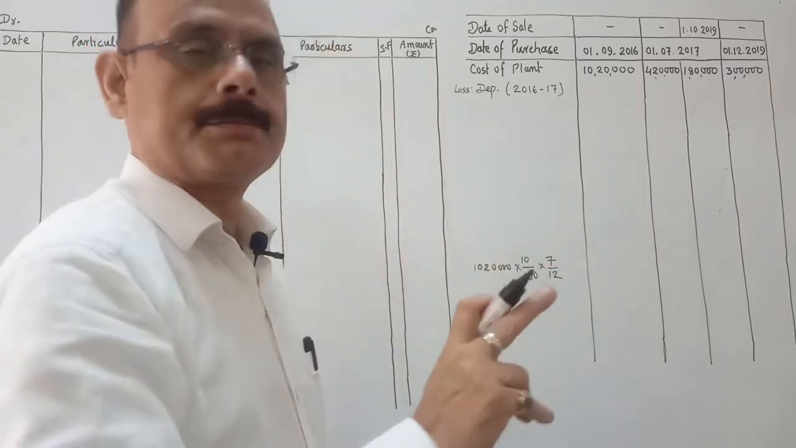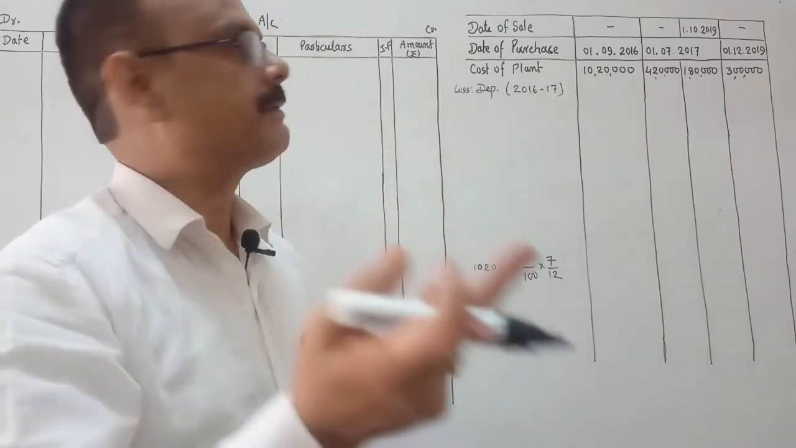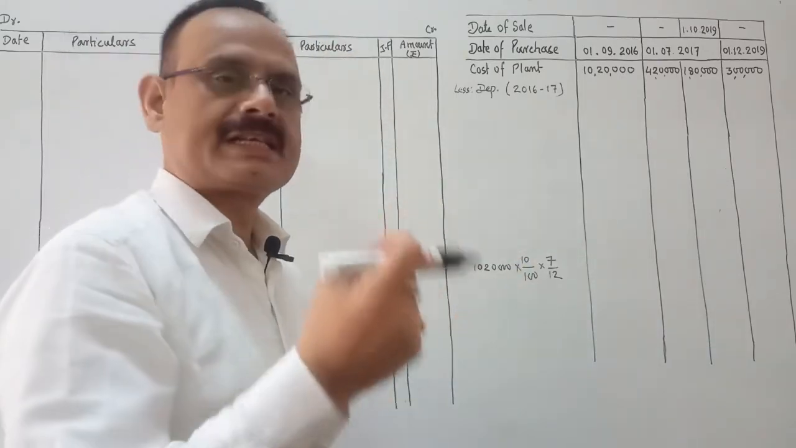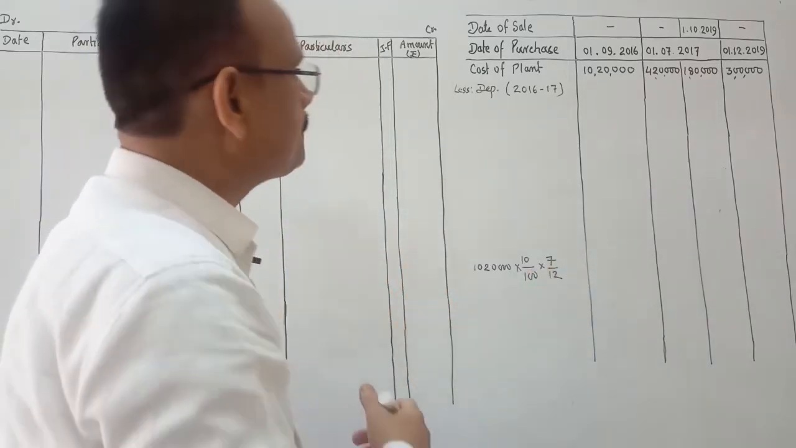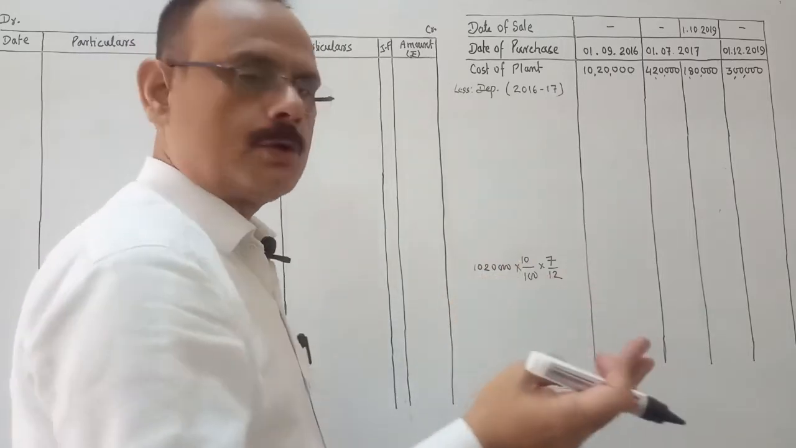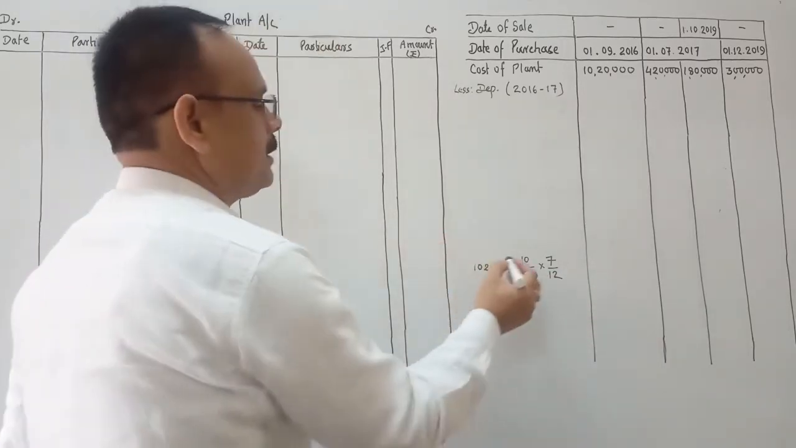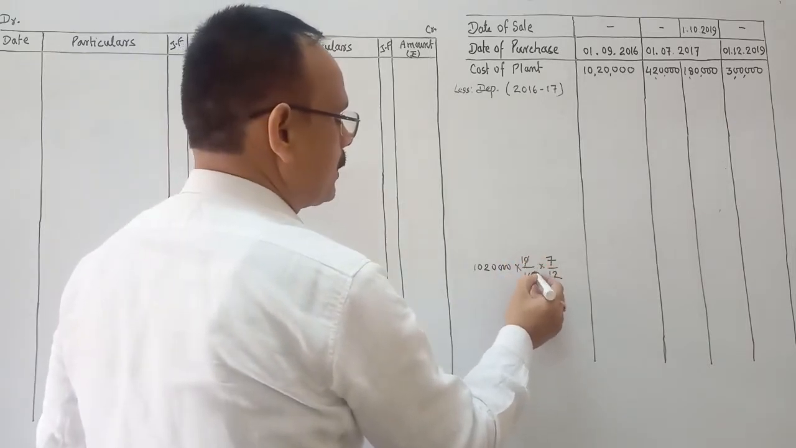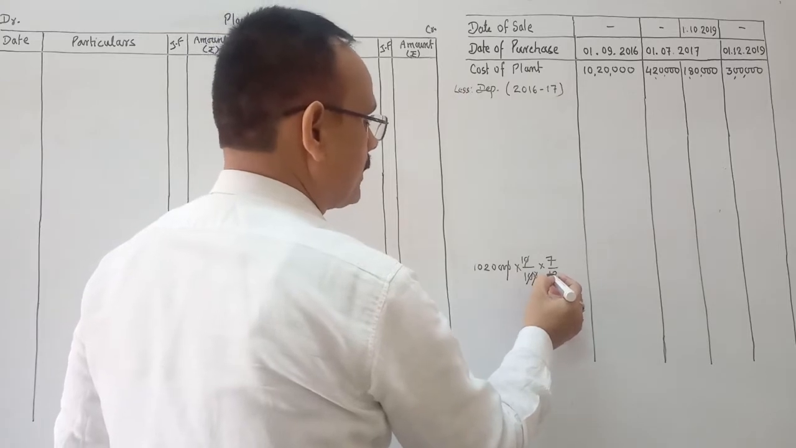From 1st September 2016 to 31st March 2017. So September, October, November, December, January, February and March, 7 months. So depreciation, we are going to calculate the depreciation.